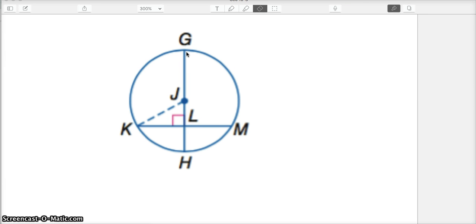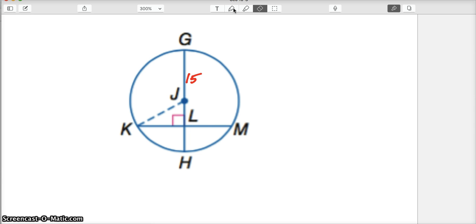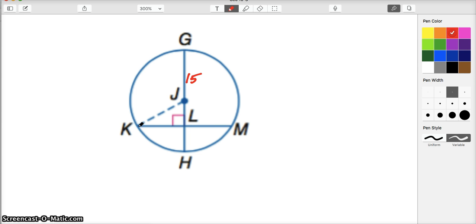And so what we know is that the diameter, GH, is going to be 30, which lets me know that the radius is 15, right? If the diameter is 30, then the radius is 15. So from here to here is 15 as well. And then this segment from here to here, I'm going to erase that 15 at the bottom because it's in my way. This chord from K to M is 22. So this is 11 and this is 11.